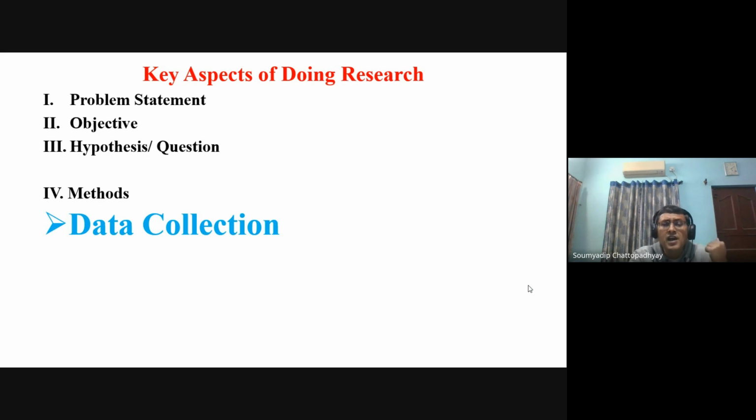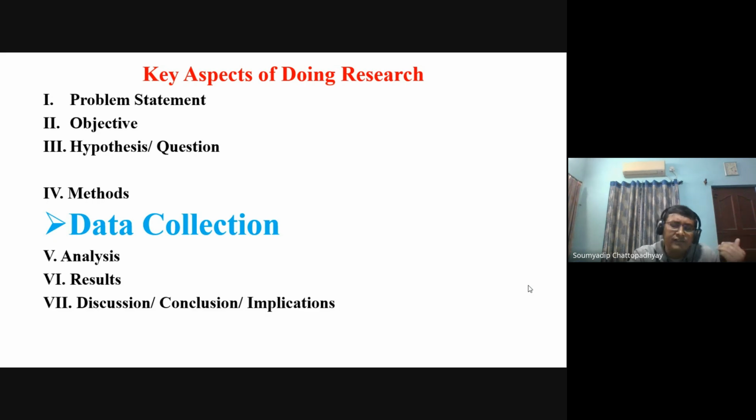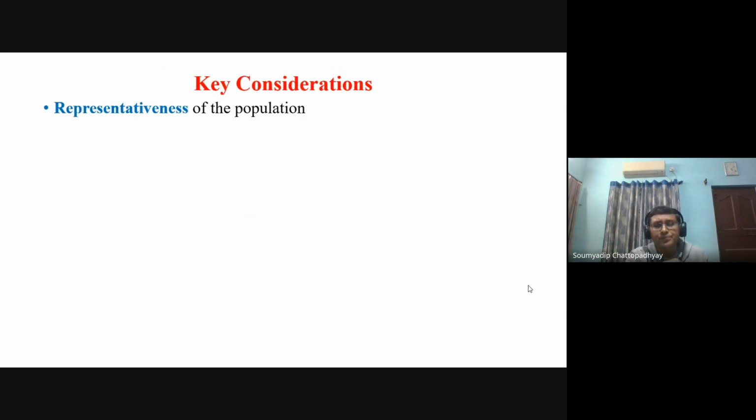That means the method of data collection. Okay, and then you have to analyze the data. You obtain the data, and then you have to discuss the data, and you have to highlight the important policy implications. Now regarding the data collection, there are certain important considerations which we should keep in mind while doing research.